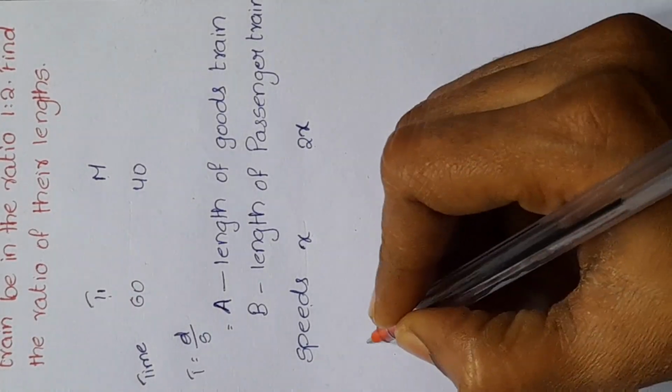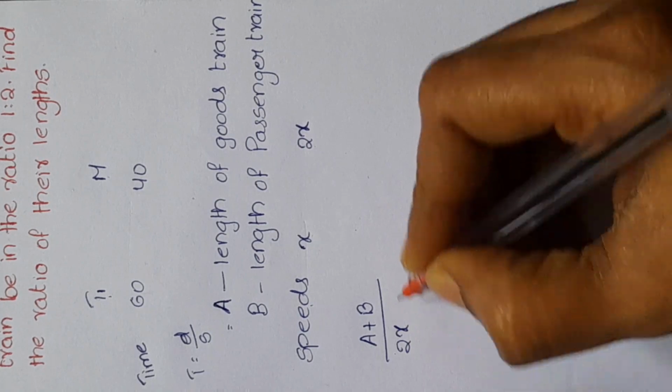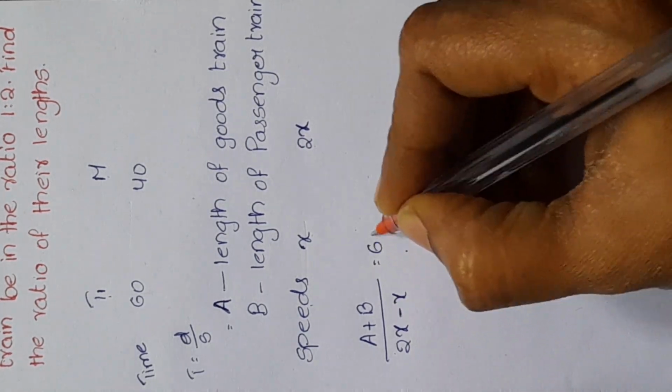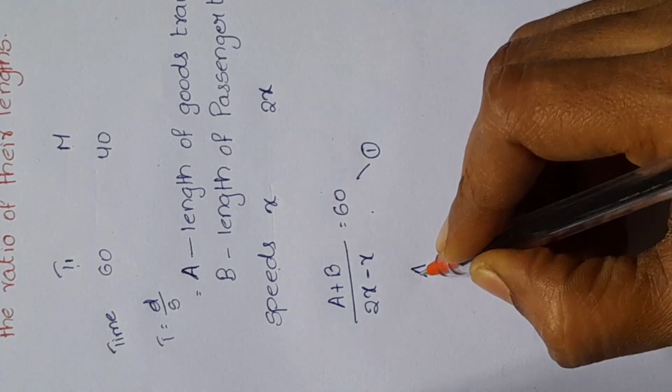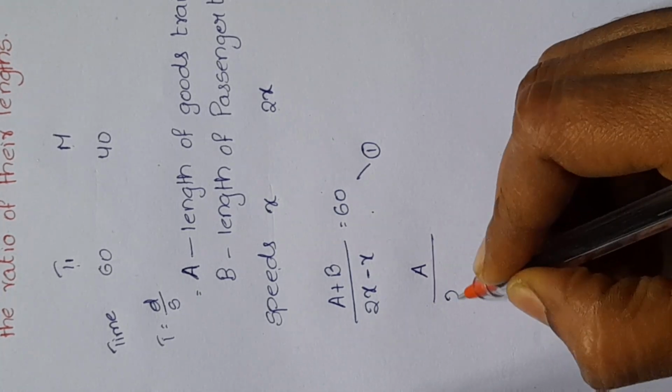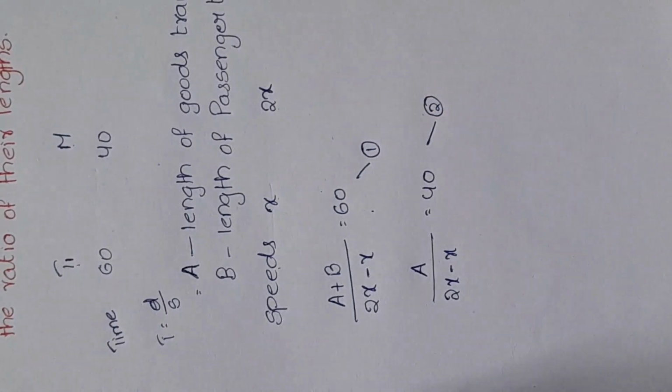From this, we get the equations. Sum of the lengths of the trains by relative speed, as both are moving in the same direction, 2x minus x, is equal to 60. This is the first equation. And in the second equation, the distance is the length of the goods train, that is A by 2x minus x is equal to 40. This is the second equation.